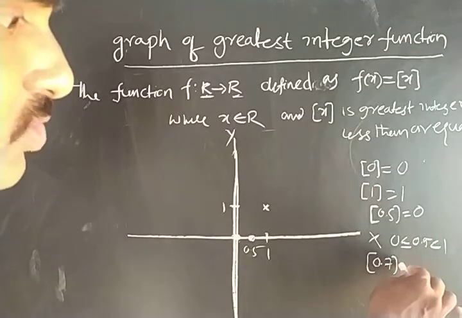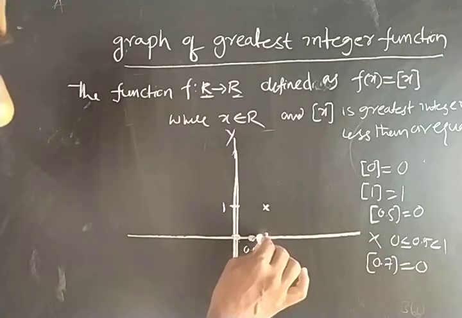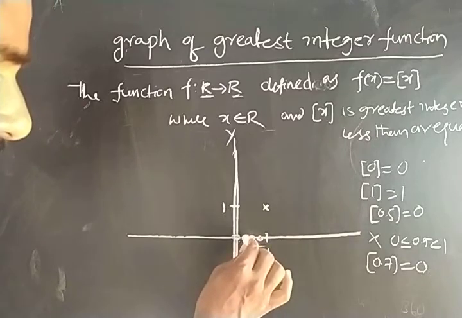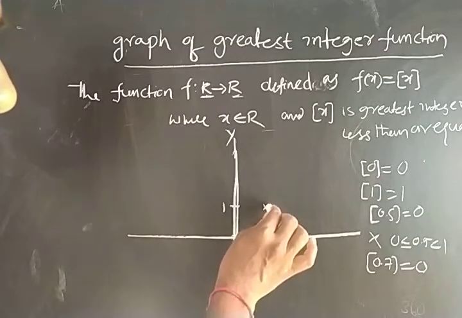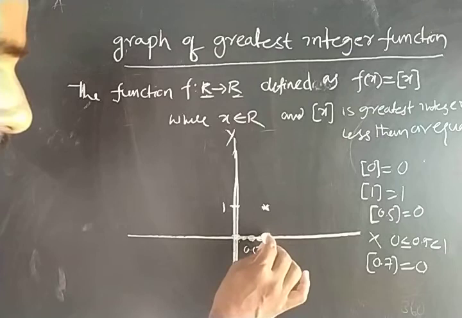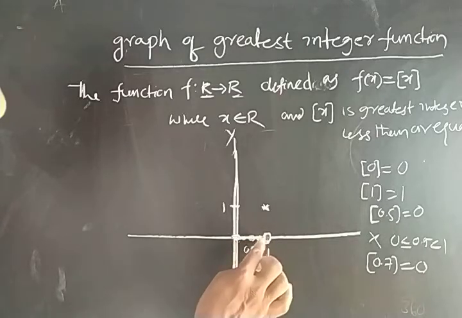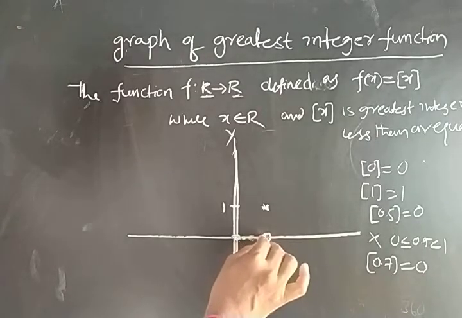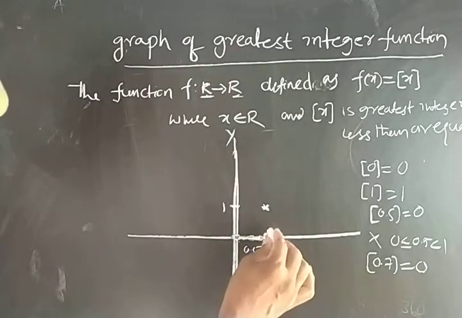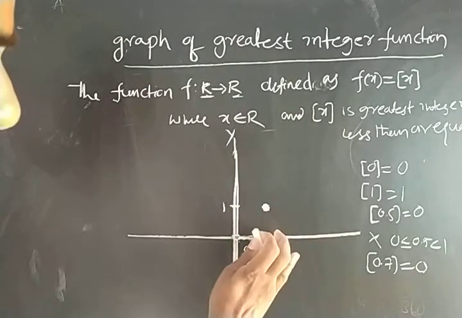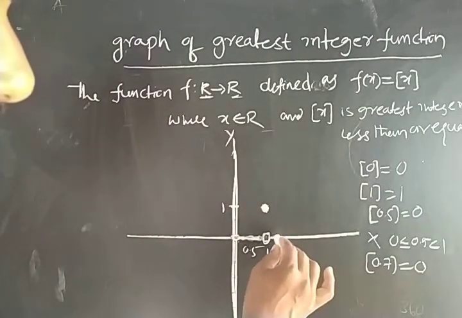Next, suppose I am taking 0.7. It also lies between 0 and 1, so its image is again 0, on the y-axis only. Up to 1, every domain value nearer to 1 has image 0. But at 1, the image is 1. So you have to draw like this. Here an open circle, here a shaded circle.